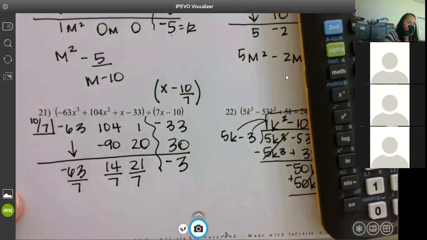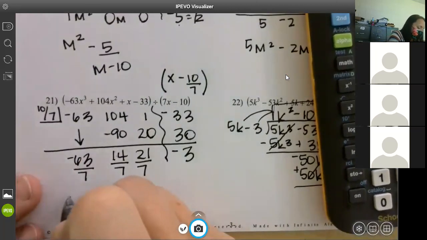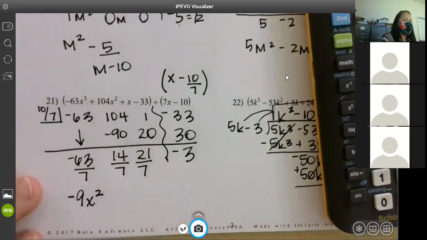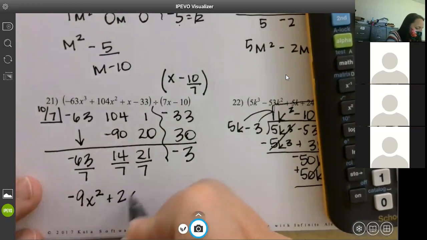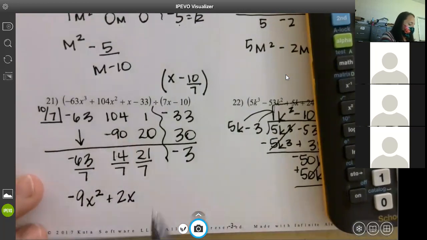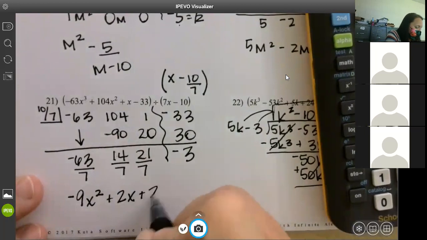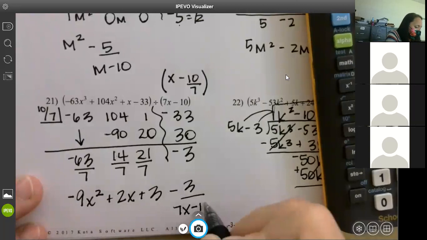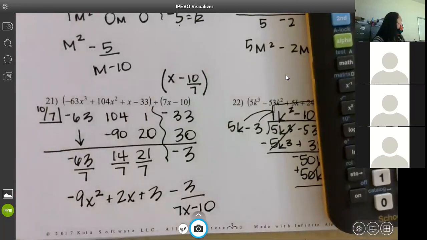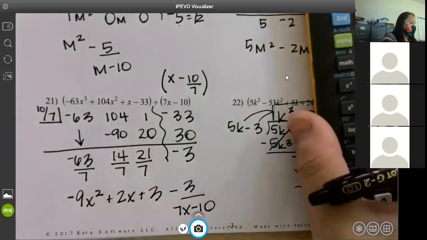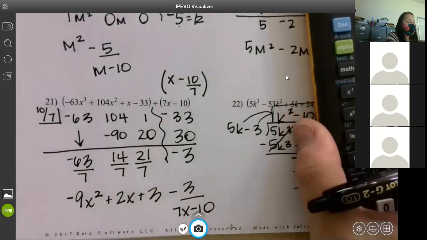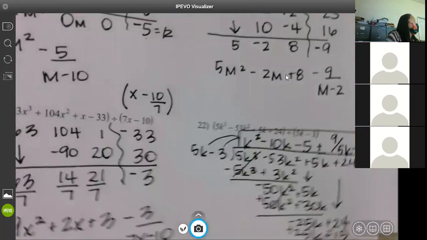So what's negative 63 divided by 7? Negative 9. And we're dropping it down to x squared. What's 14 divided by 7? 2. We're dropping it to x. 21 divided by 7 is 3. And we had a remainder of negative 3, and we're dividing it by 7x minus 10. I want to quickly do one more of those just to show you one more time, okay?